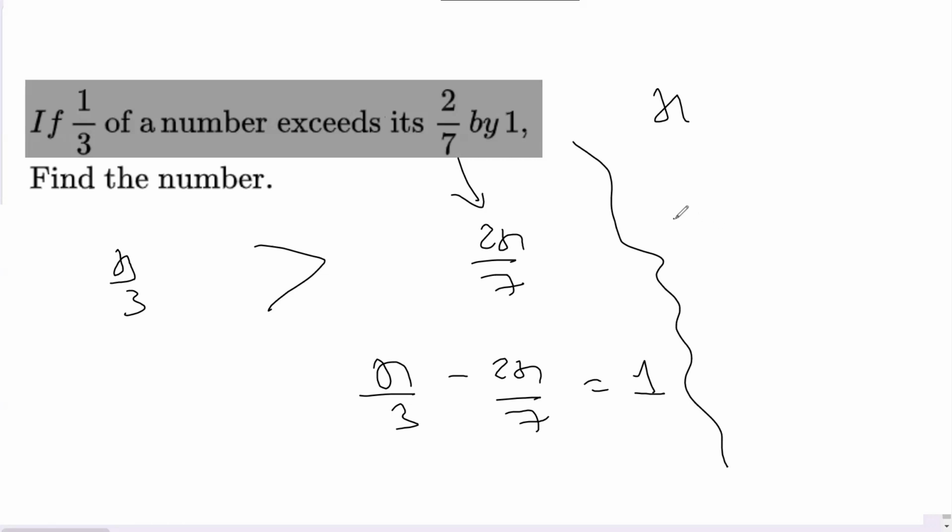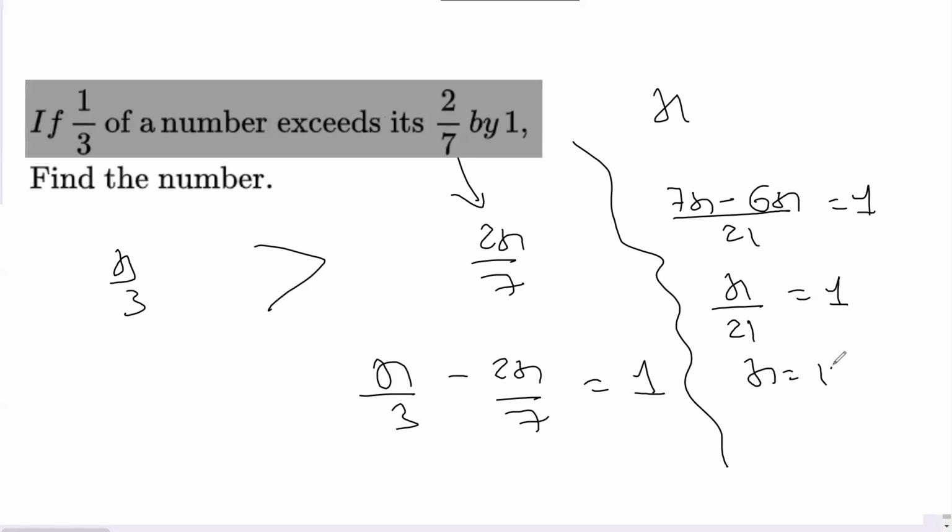Now the LCM is how much? 21. So 7x minus 3 multiplied by 2x, that is 6x, is equal to 1. So 7x minus 6x is 1x, which is x only. So x over 21 is equal to 1. On transposing 21 to the other side, it's 1 multiplied by 21. So that is 21. So the required number is 21.